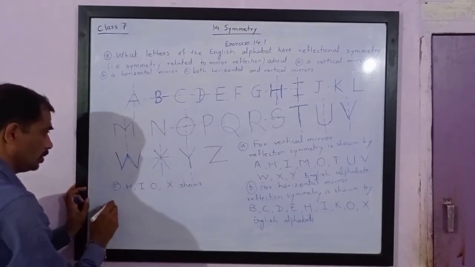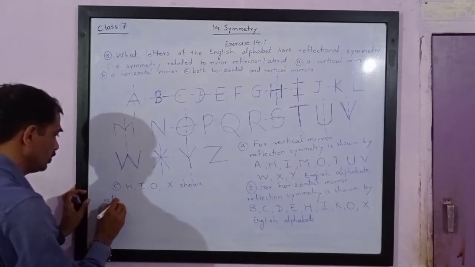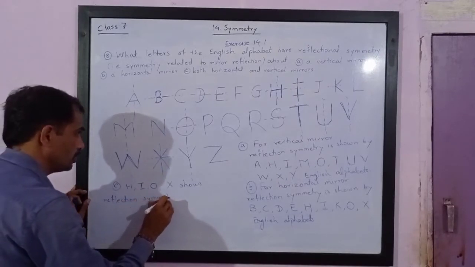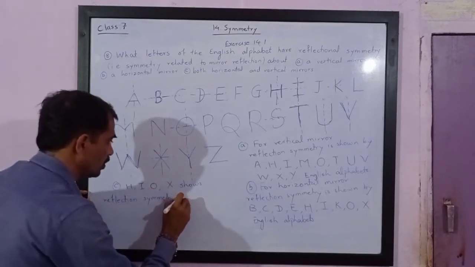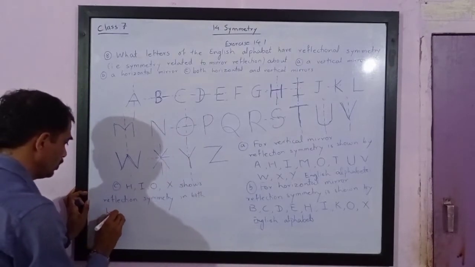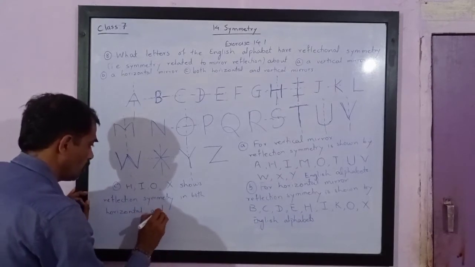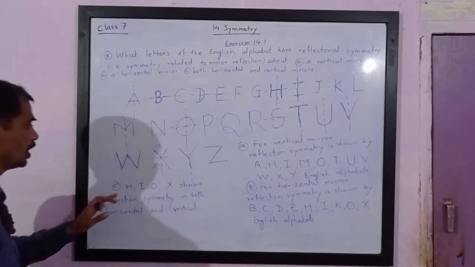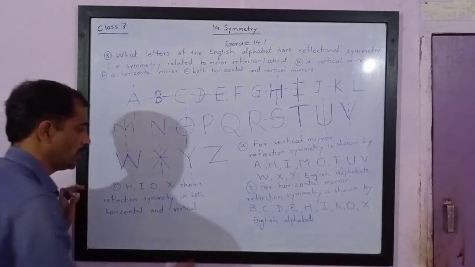both, shows reflection symmetry in both ways, in both horizontal and vertical. HIOX shows reflection symmetry in both horizontal and vertical mirrors.